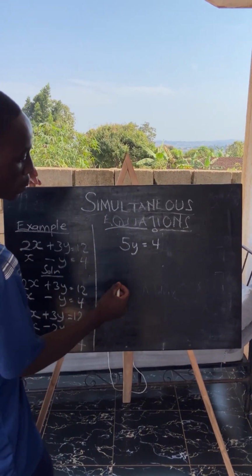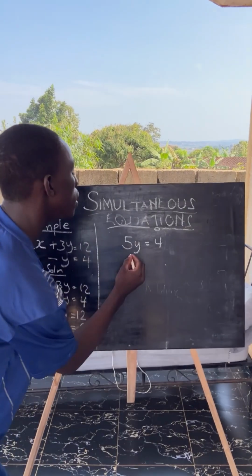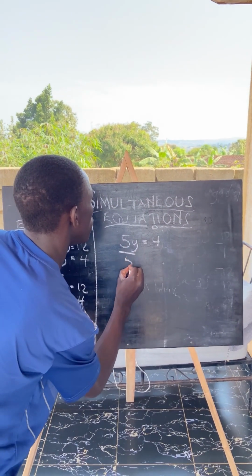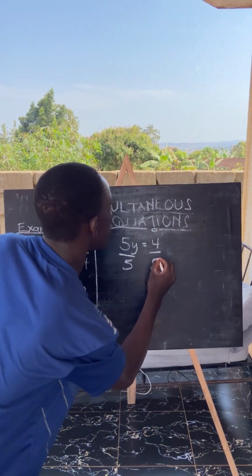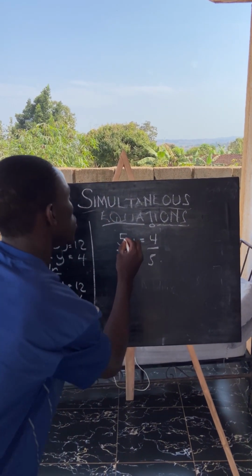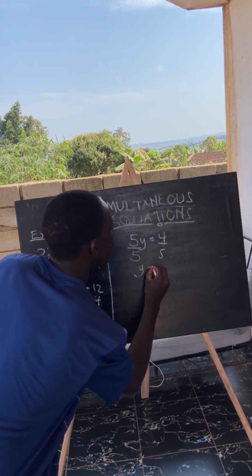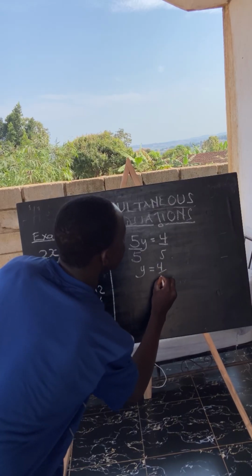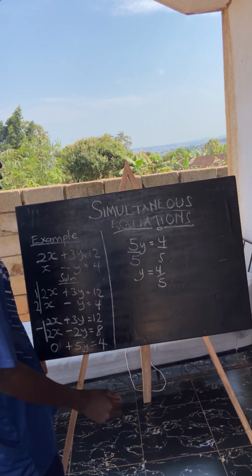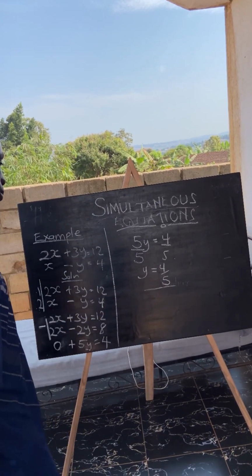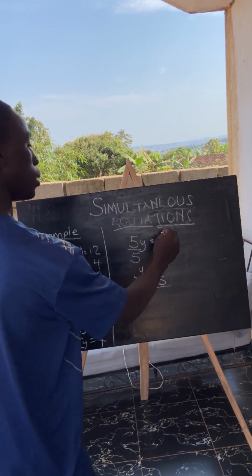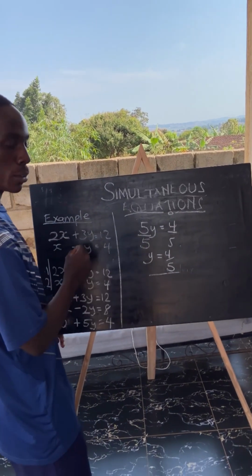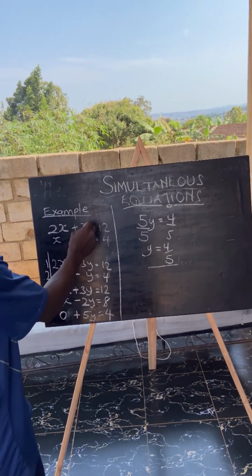So in order to obtain our y, we will divide both sides by 5. So we bring our 5 here. So this will cancel, then y is 4 out of 5, obtained as a fraction. So now we are going to eliminate y.